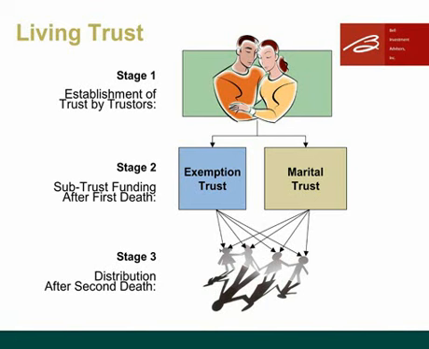The two trusts, if they're established, the exemption trust and the marital trust, then continue to be operated and administered by the successor trustee, which often is the surviving spouse. And then upon the death of the second spouse, both of those trusts are distributed, the assets are distributed out to, generally, in the typical situation, the children.